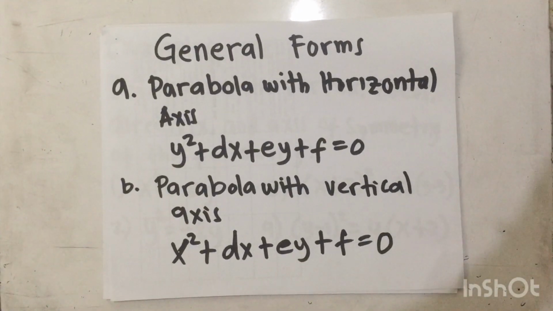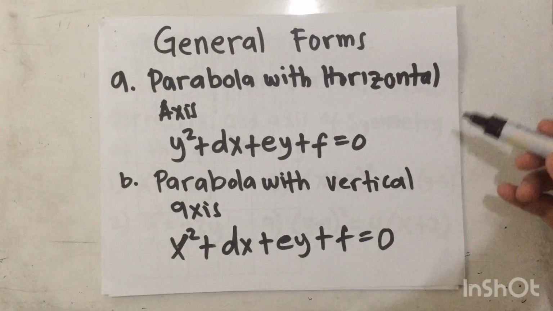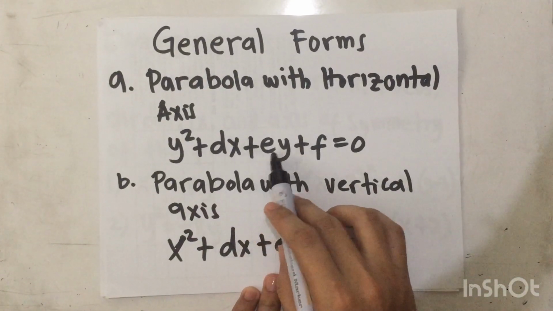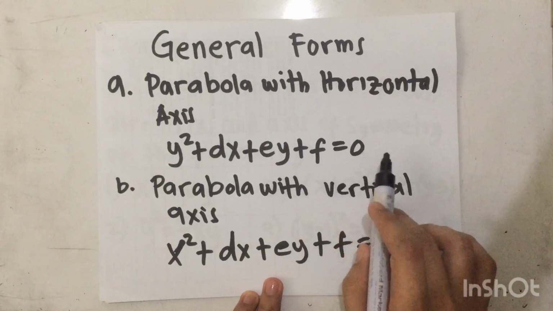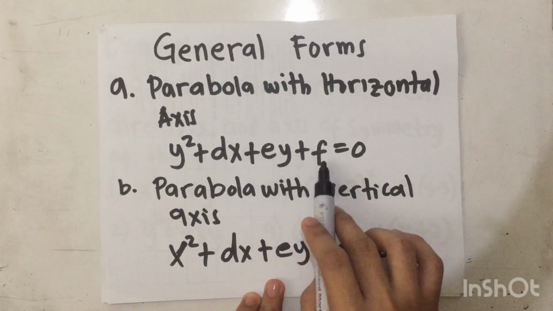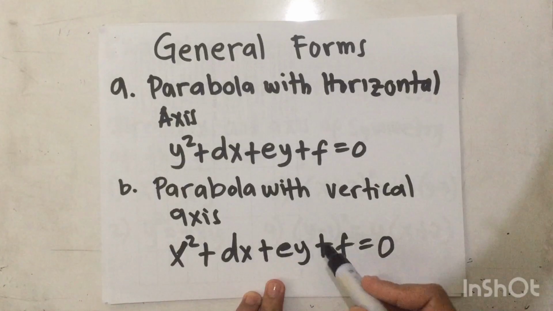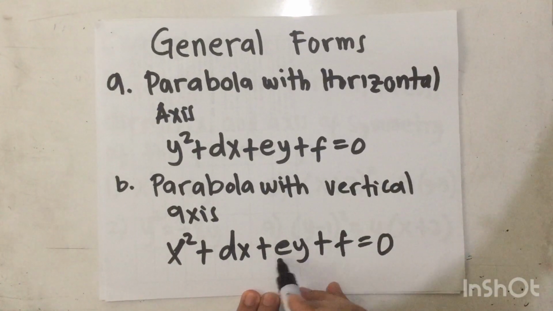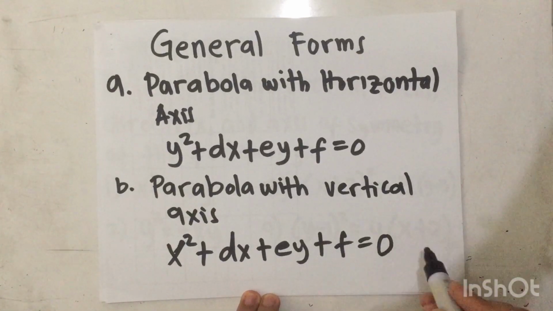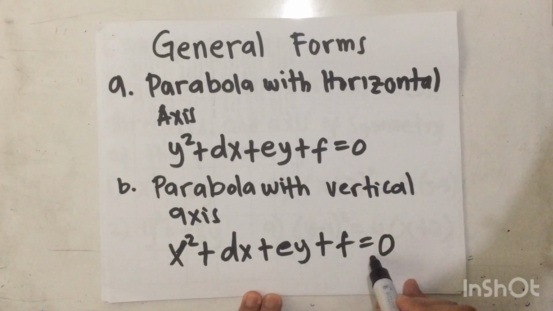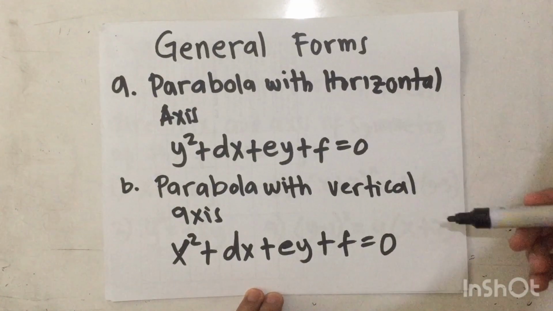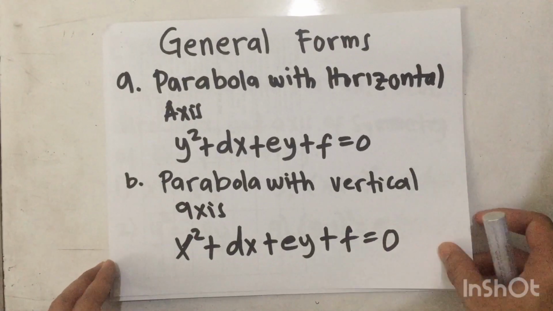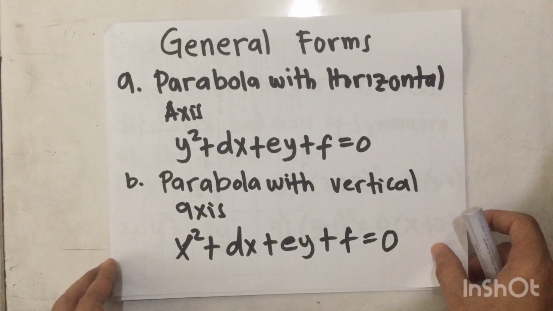Next is the general form of the parabola. Parabola with horizontal axis: y squared plus dx plus ey plus f equals 0, where d, e, and f are constants. And for parabola with vertical axis, we have x squared plus dx plus ey plus f equals 0. So again, d, e, and f are constants, and that is written in general form. Next, I'm going to show you how to solve problems about parabola.